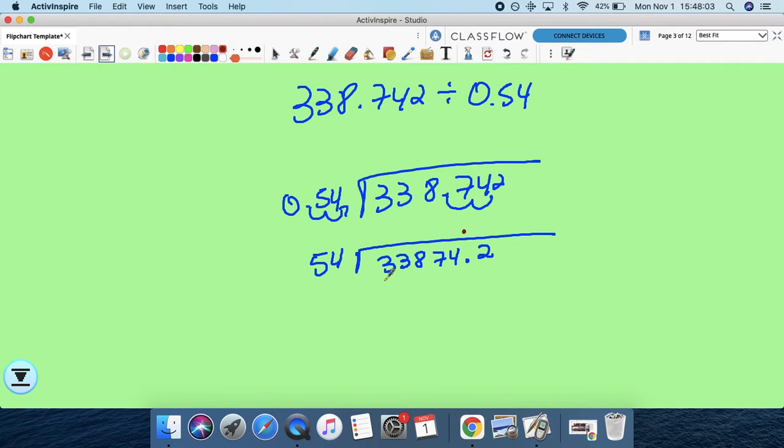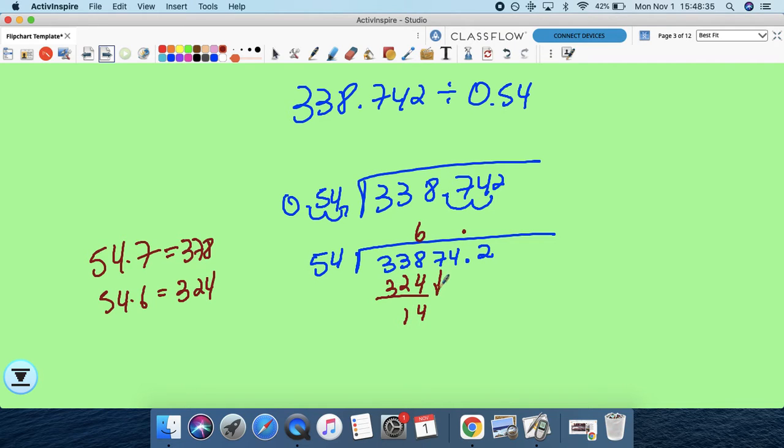54 going to 3? No. 33? No. 338 right here? Yes. How many times? It looks like 7. 54 times 7 is 378. Oops, that was wrong. 54 times 6, 24, 324. Right? And we can use 6 times. So 54 times 6. There's 6 right here. 24, carry the 2, 324. Subtract 8 minus 4 is 4, 3 minus 2 is 1, and the 7 comes down.